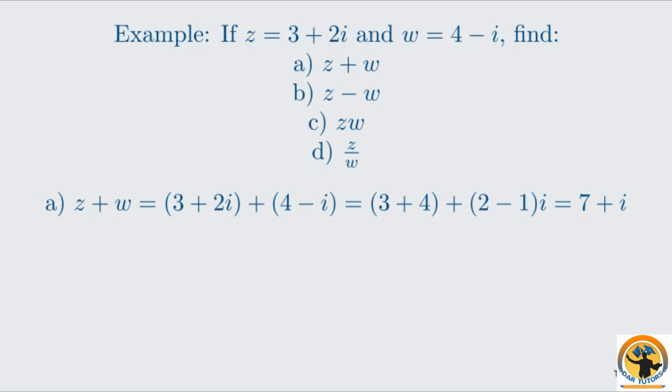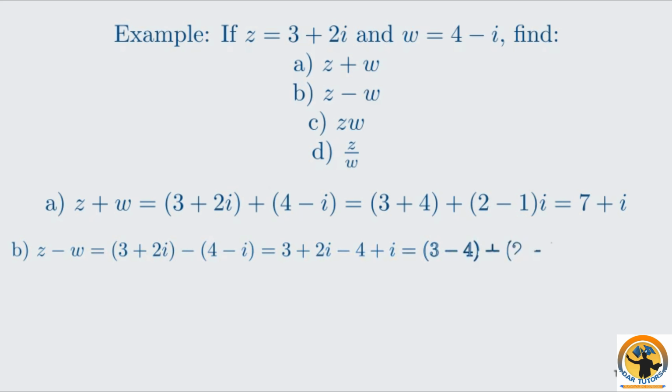Next, the difference is z minus w, which is 3 plus 2i minus 4 minus i. This is 3 plus 2i minus 4 plus i. Combining the real parts, 3 minus 4 is negative 1. Combining the imaginary parts, 2i plus i is 3i. The difference is negative 1 plus 3i.